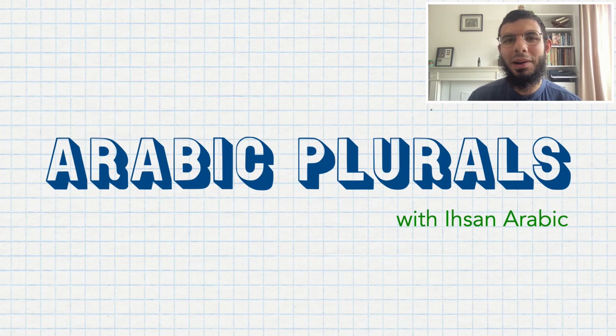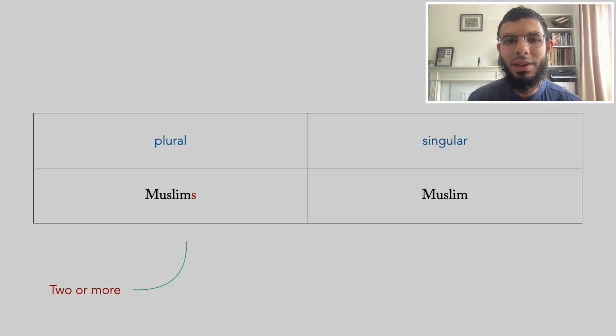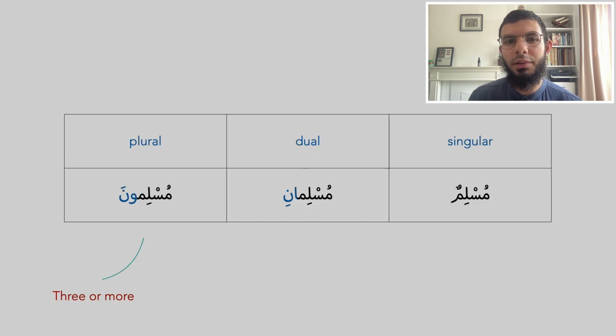Today we're speaking about Arabic plurals, so let's get straight into it. Let's start by speaking about English plurals. We create English plurals normally by adding an S. This S is called a suffix, and we just pop it on the end of the word. It goes from Muslim to Muslims, and there you go, we've got our plural.